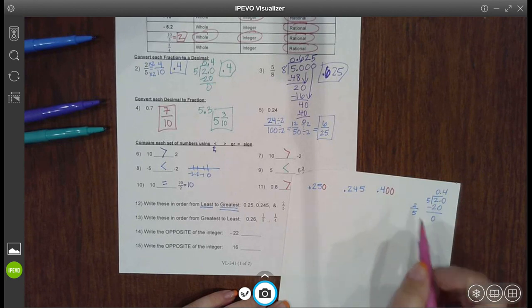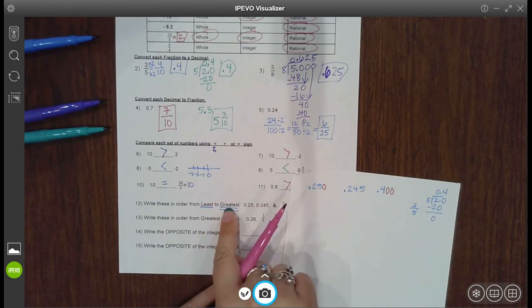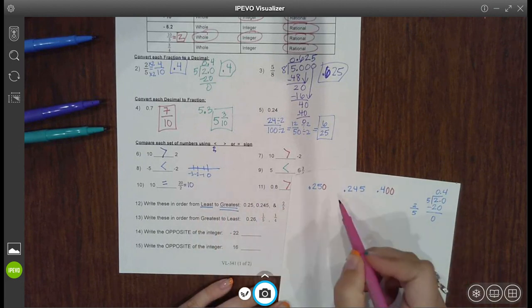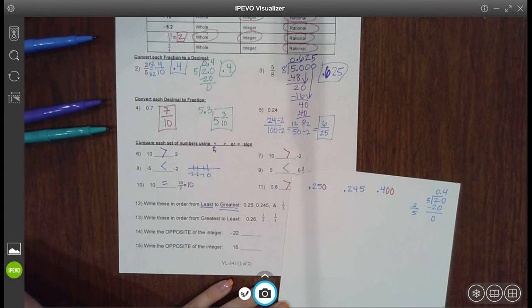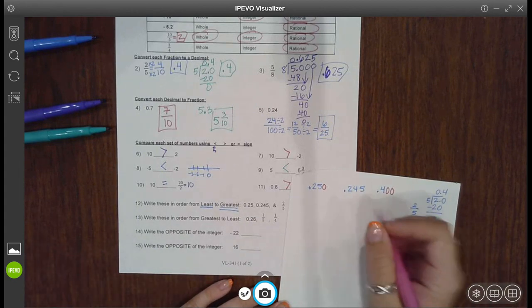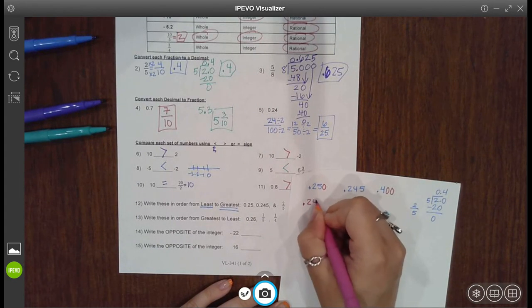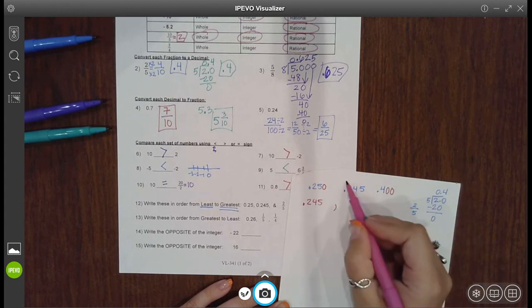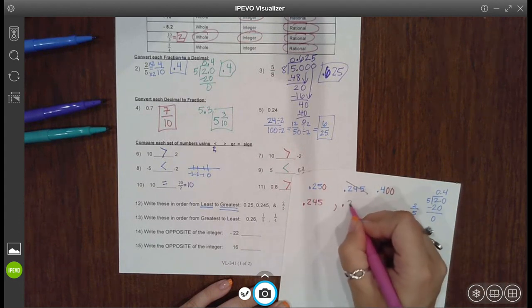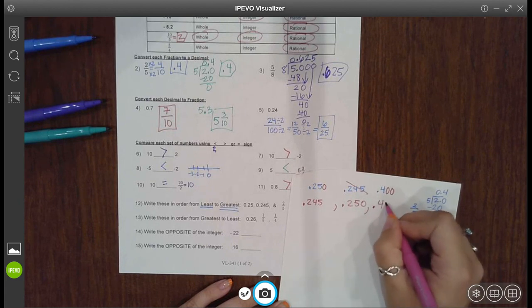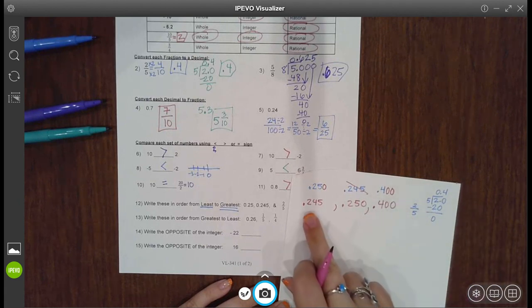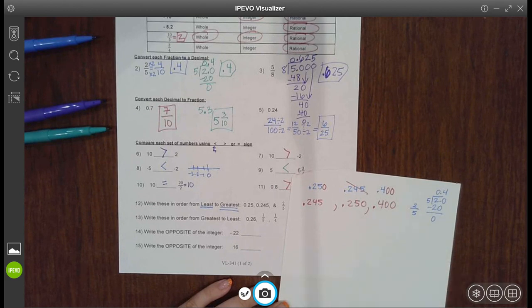So I'm going to list them, double check. It wants least to greatest, so small to big. So the smallest one of this list is what? It's the 245. The next one is the 250. And then the last one is the 400. And just double check. Yes, yes, yes. Okay, it's in the correct order.